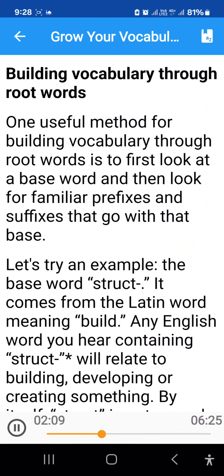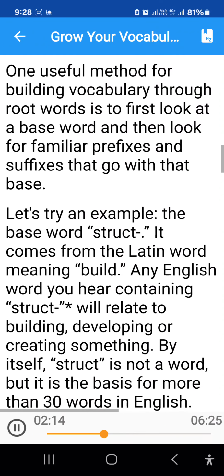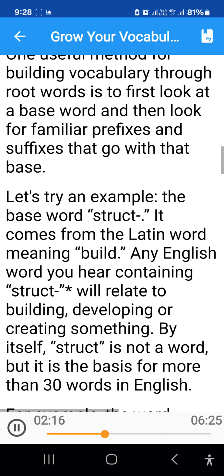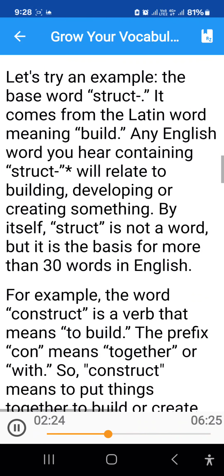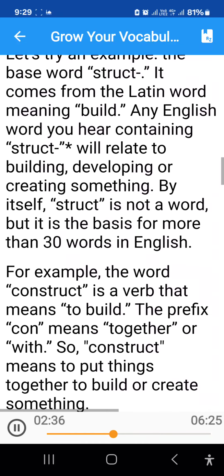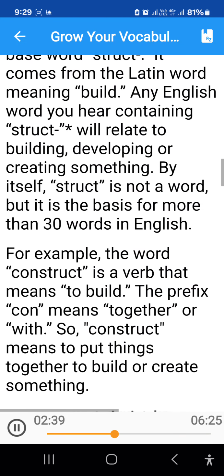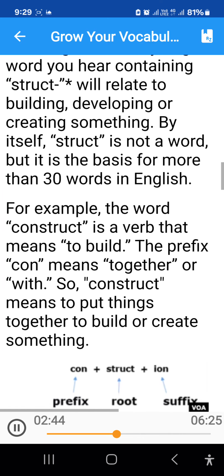One useful method for building vocabulary through root words is to first look at the base word and then look for familiar prefixes and suffixes that go with that base. Let's try an example. The base word struct. It comes from the Latin word meaning build. Any English word you hear containing struct will relate to building, developing, or creating something.